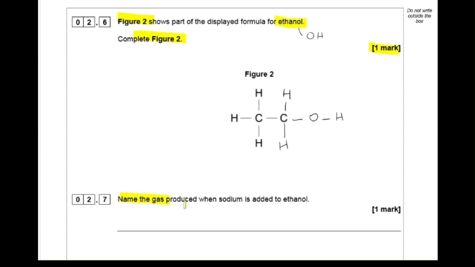2.7. Name the gas produced when sodium is added to ethanol. Again, this is a simple recall from organic chemistry. If you're not sure about this, set up a revision card. And the answer is hydrogen for 1 mark.